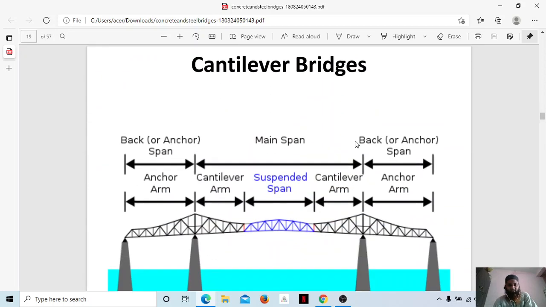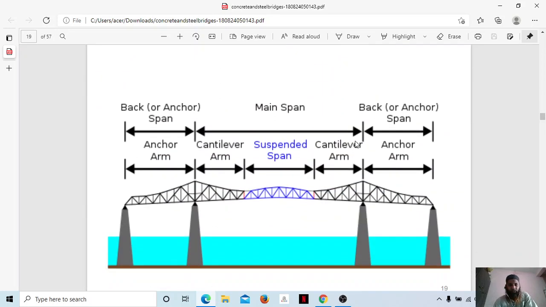Cantilever bridges, you can see here. This is the back span. This is the main span of cantilever bridges. From this part a cantilever is fixed till here. Between them is the suspended span. You can see this is the suspended arm, which is attached because of these cantilever arms.